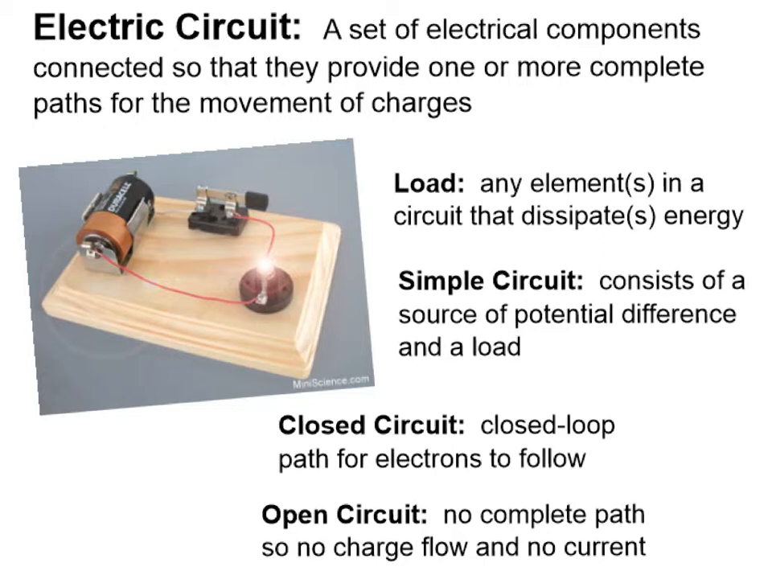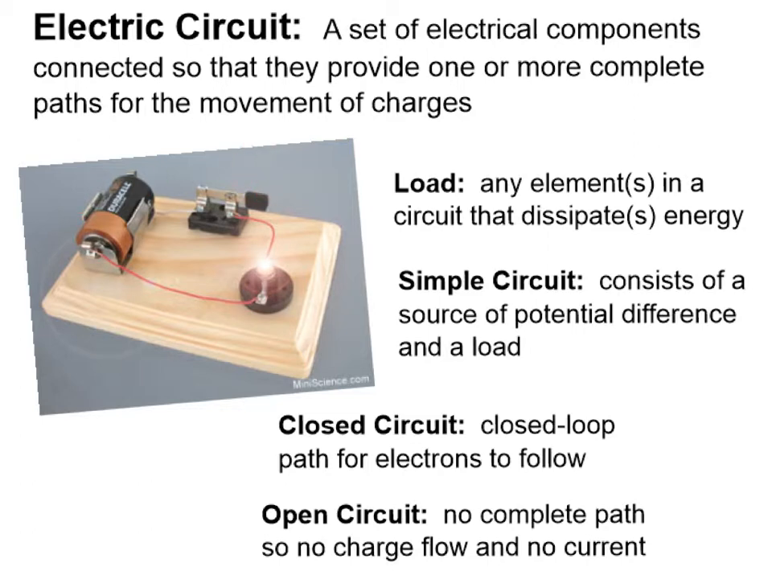It's dissipating energy. A simple circuit consists of a source of potential difference in electrical energy, and that would be the battery. And it also consists of a load. The light bulb or light bulbs might be included. This switch is not necessary for the simple circuit, but it's included in there, just showing what a switch would look like. We can have our circuit closed or open. A closed circuit is simply a closed loop path for electrons to follow. This is a closed circuit right now.